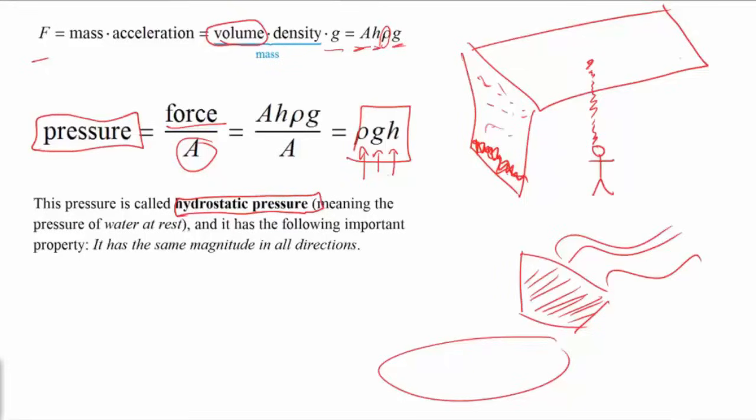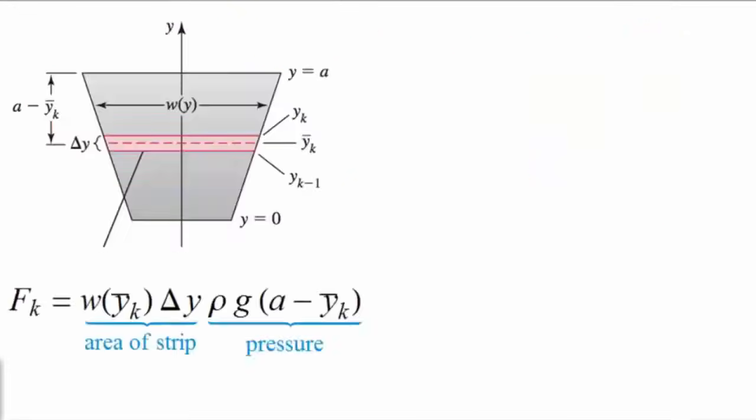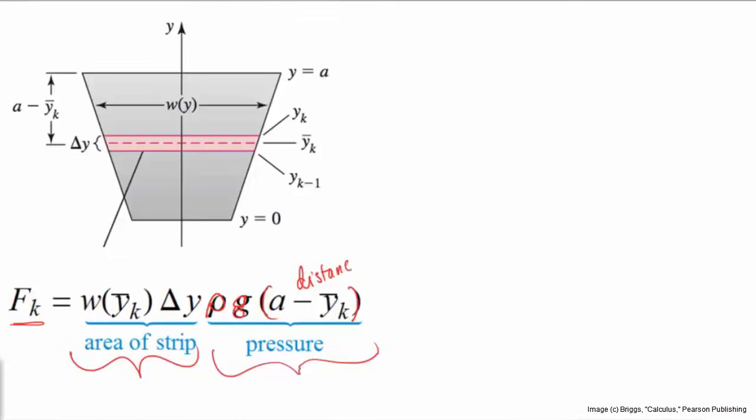So let's look at a problem that would be like this. Okay, so here again, the force is the area of the strip. So then the total force we're looking for is the area of the strip times the pressure. And so pressure is what we just talked about on the last page. Density, that's going to be a constant. Gravity, that's going to be a constant. And then this is the distance, the height. This is how far it is under the water.